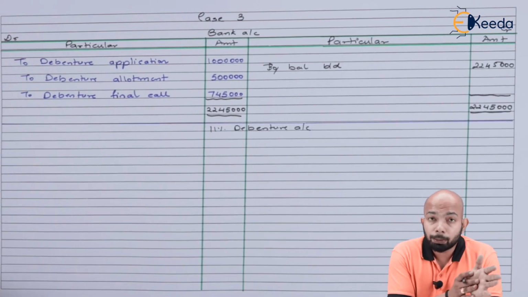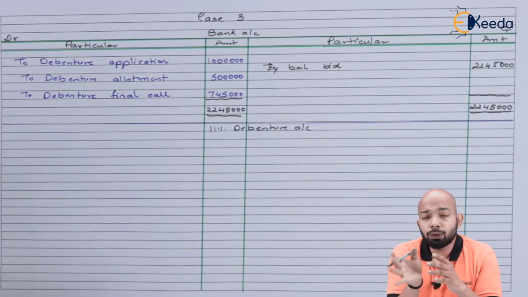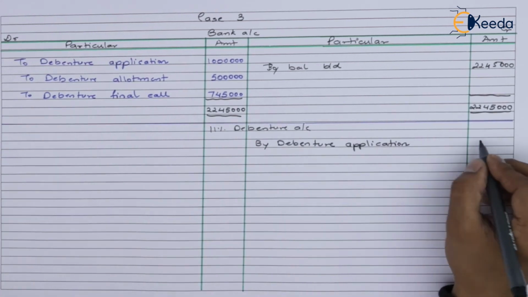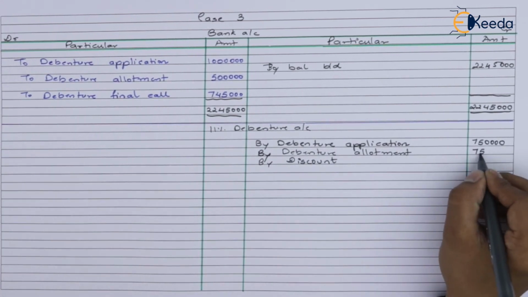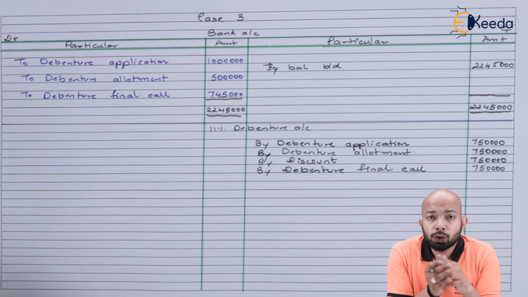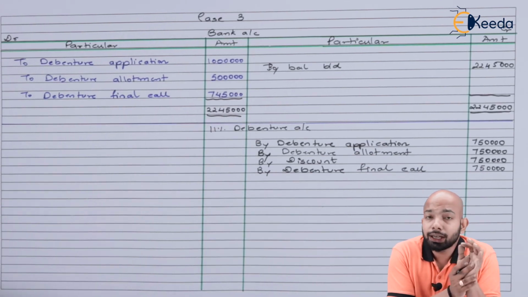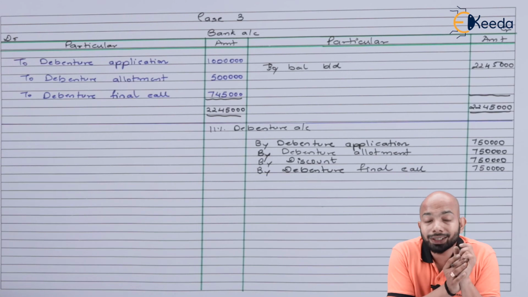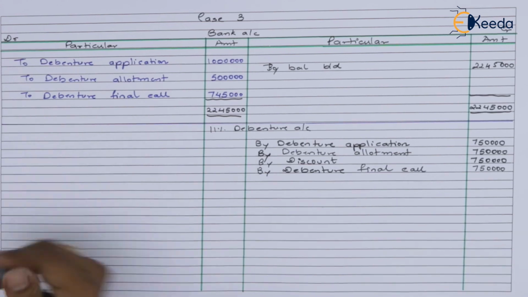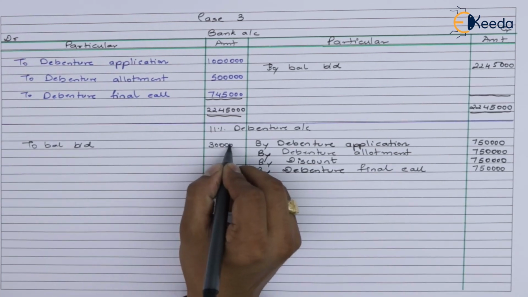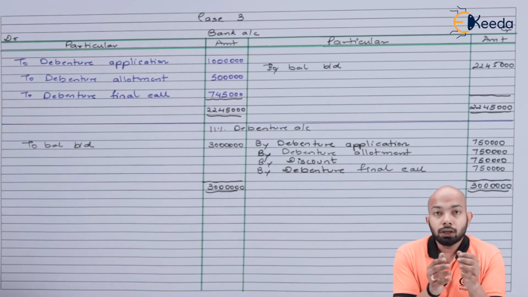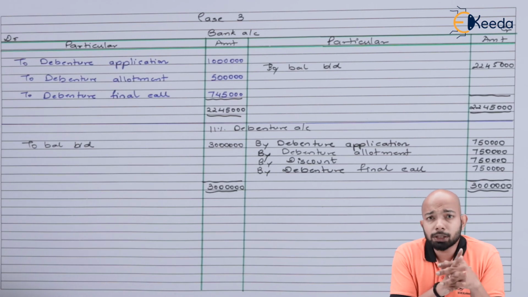Now, just on the basis of how we prepared bank account, we have to go ahead and prepare the details for this debenture account as well. So let's start with that. So we have prepared the debenture account itself. We have mentioned application, we have mentioned allotment, we have also included the discount, and we have mentioned the final call. Now it's time to prepare the final tally of this. So the final tally comes to 30 lakh rupees, which has been mentioned here.